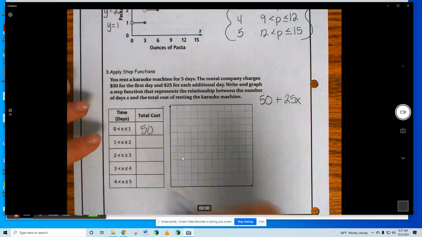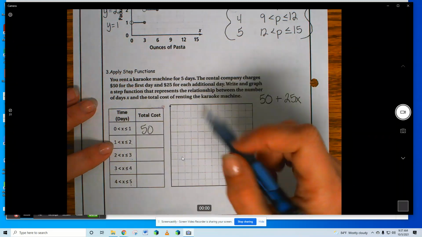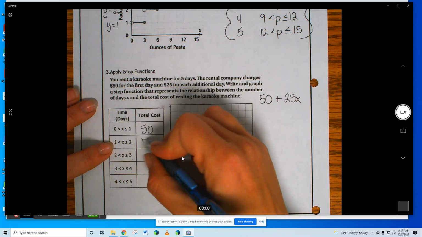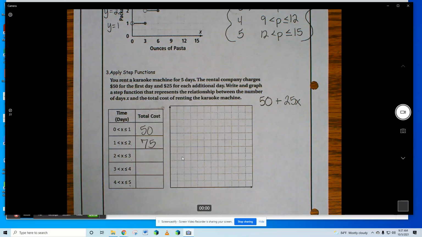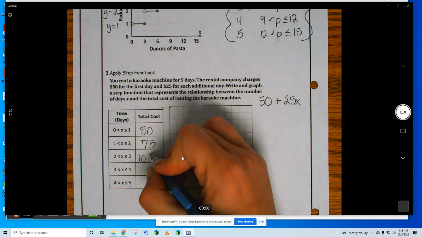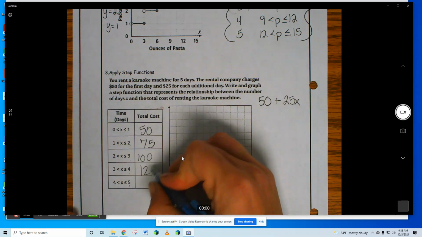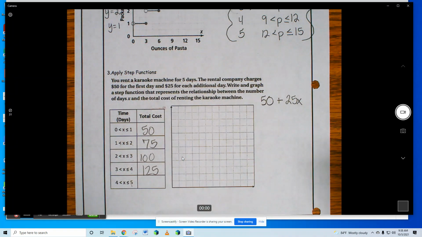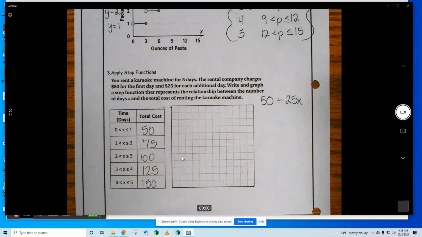Okay. Days 1 to 2. How much money is that going to be? $75 because it was 50 plus my 25 that next day. Okay, between days 2 and 3. 100 because aren't we adding 70? I'm sorry, we're adding 25 each day. Between 3 and 4. 125. And between day 4 and 5. 150.